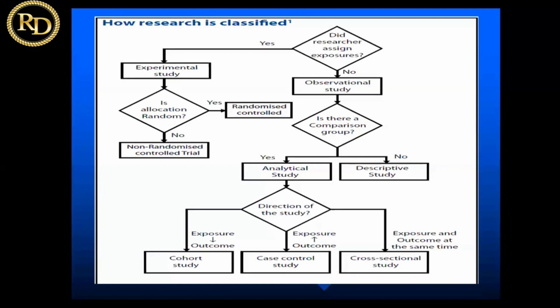And then in an observational study, is there a comparison group? If there is a comparison, then it has to be an analytical study. If there is no comparison, then it has to be a descriptive study. And now if we come to the experimental, we have randomized controlled trials. If it is randomized, you are randomly selecting. What is the meaning of the word randomization? Randomization means each and every participant has got an equal chance of getting selected.